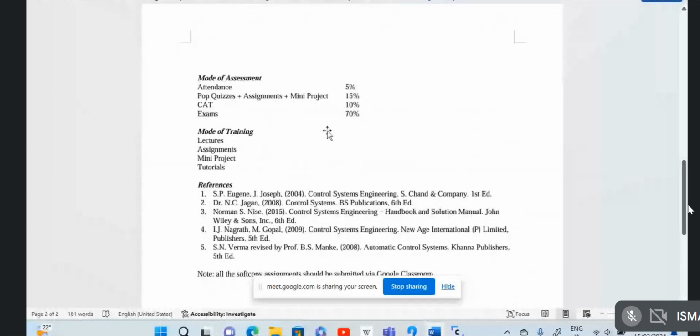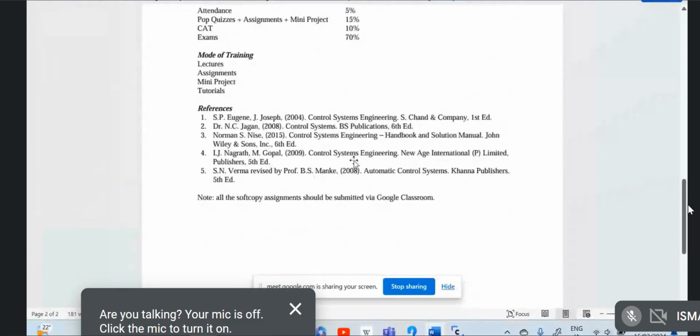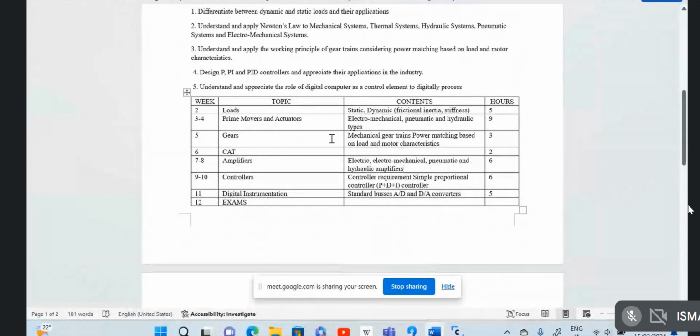Okay, attendance will give you a mark of 5%. Anything you're doing in class will give you 15%. Then CAT maybe 10%, but probably 70. I'll send this to the class rep so that you can get it straight away. So look at the references. Any question based on the course outline?